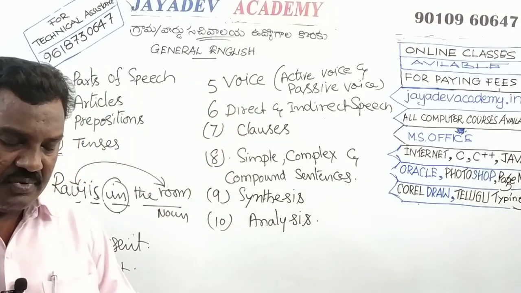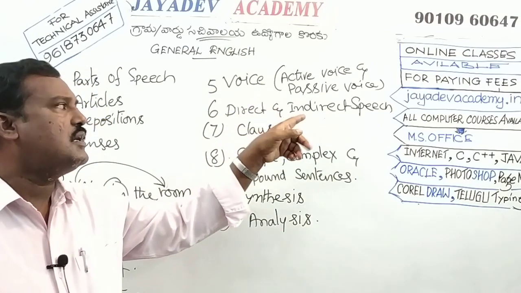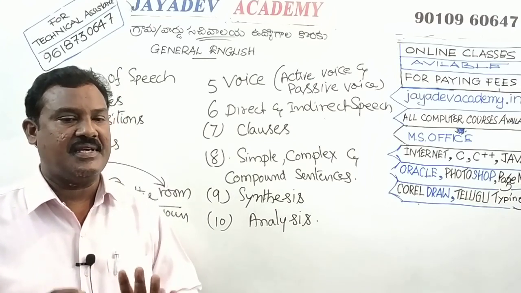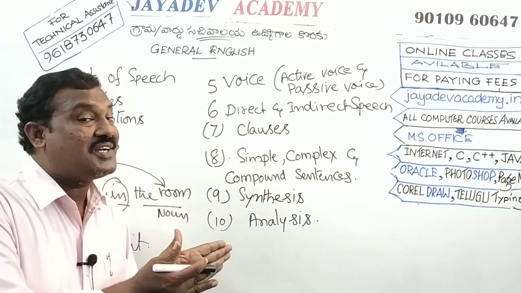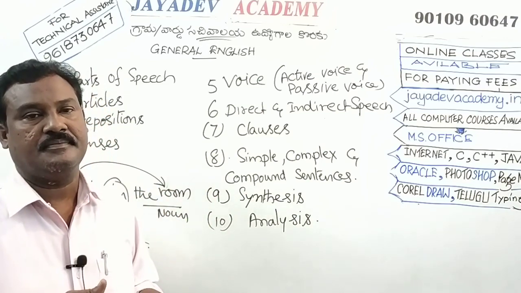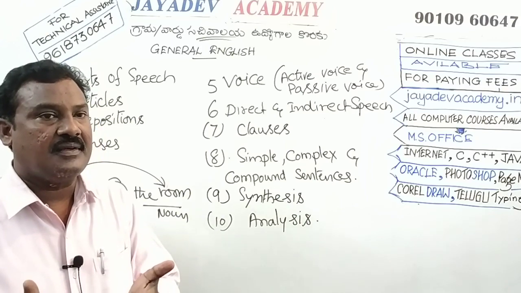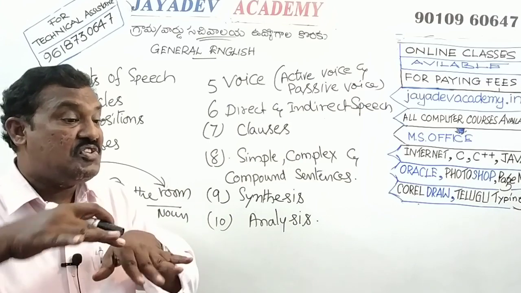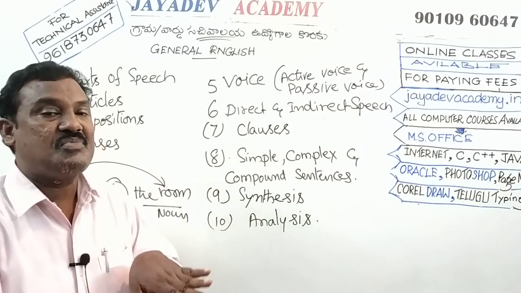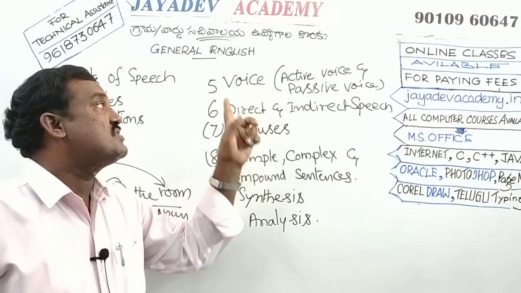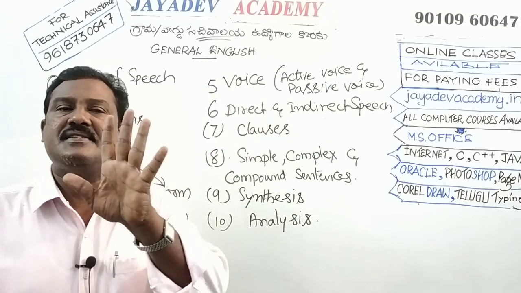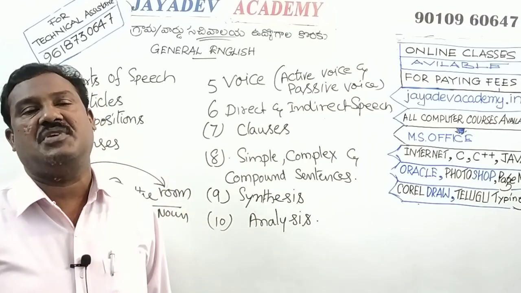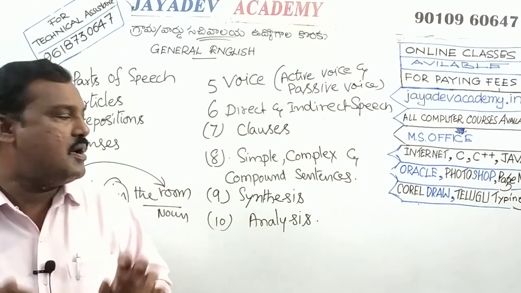Now come to voice. Two types of voice are there, active voice and passive voice. What is meant by active voice? What is meant by passive voice? Active voice means the subject is in active position. He does some work. It is expressed by verb form. The verb form which shows whether the subject does something or not is called voice. If the subject does something, the sentence is said to be in active voice. If something is done to the subject, the sentence is said to be in passive voice.